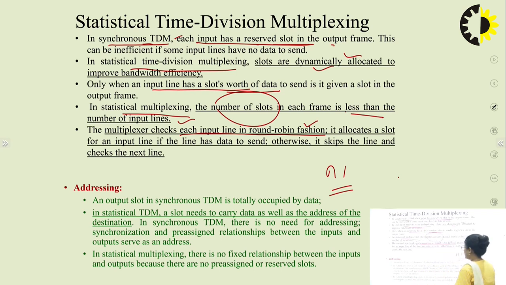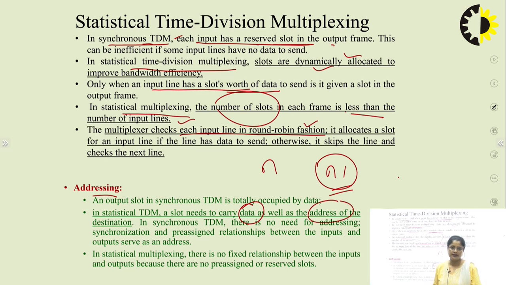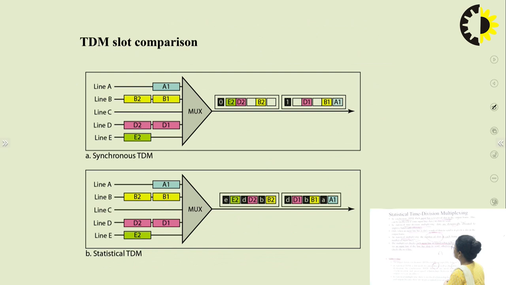So if the total is N, but it is using only N1, then how do we remember which of the N1 devices out of N? In that case, one important requirement is to keep track of the address. Whenever data is transmitted in statistical TDM, it carries not only the data, but also the address associated with that data. That is a point that is required. Let me take a figure which will make it more clear.